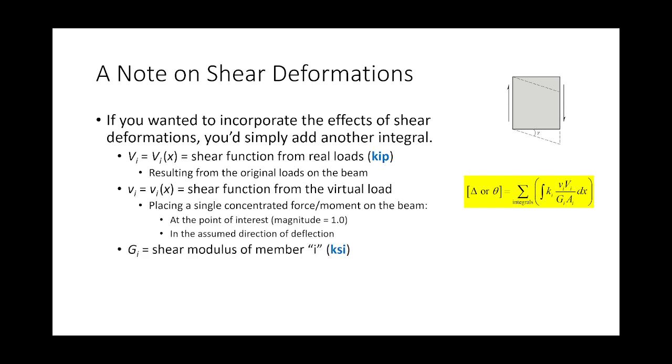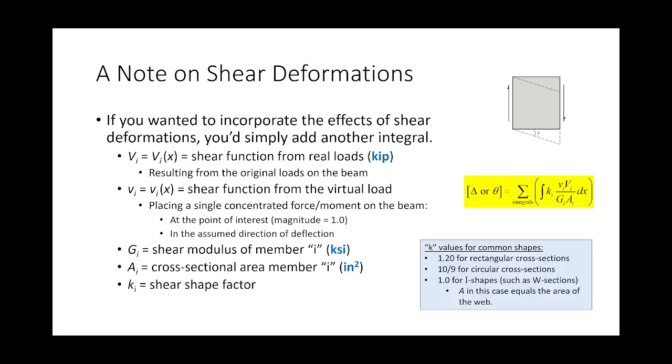Now, we have some additional terms we've got to account for. So G is the shear modulus. So you all know E, like Young's modulus. G is the shear modulus. It's just a lookup for given materials. So for steel, it's like 11,200 KSI and what have you. A is the area of the member. And then K is what's called a shear shape factor.